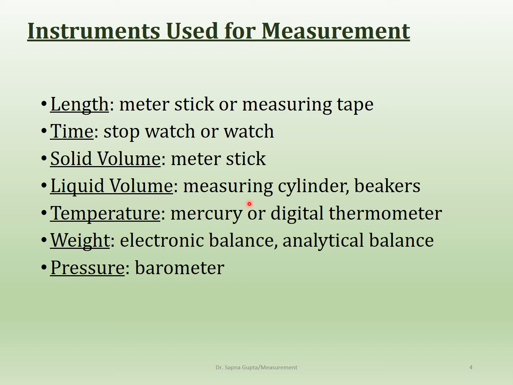Temperature is measured by a thermometer, and weight is measured by a balance or analytical balance, and then pressure is measured by a barometer. Now, not all of the measurements are listed over here, so there might be some other instruments that you will use. However, these are some of the most common instruments that you will use in the chemistry lab, and you'll be measuring length and time, and definitely liquid volume and temperature. Weight, absolutely, you will start using that from the first week also. All right, so these are the instruments you use for measurement.